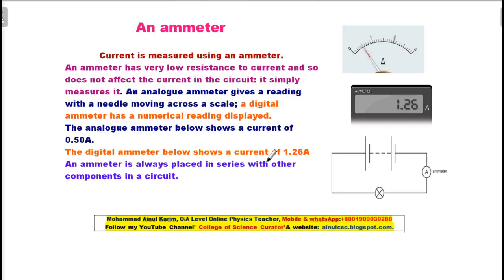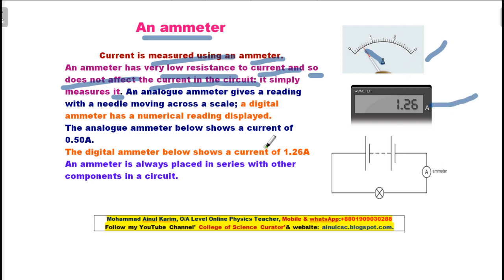That's an ammeter. An ammeter is a device. Current is measured using an ammeter. An ammeter has very low resistance to current and so does not affect the current in the circuit. It simply measures it. An analog ammeter gives a reading with a needle moving across a scale.